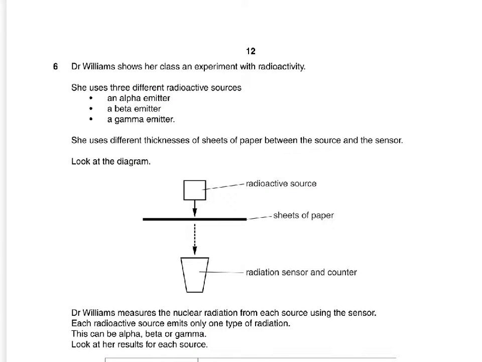So question 6, Dr. Williams shows her class an experiment with radioactivity. She uses 3 different radioactive sources. One is an alpha emitter, one is a beta emitter, and one is a gamma emitter. She uses different thicknesses of sheets of paper between the source and the sensor. So the diagram shows us how the equipment is set up. You've got your radioactive source, you've got some sheets of paper, and then you've got your detector here.